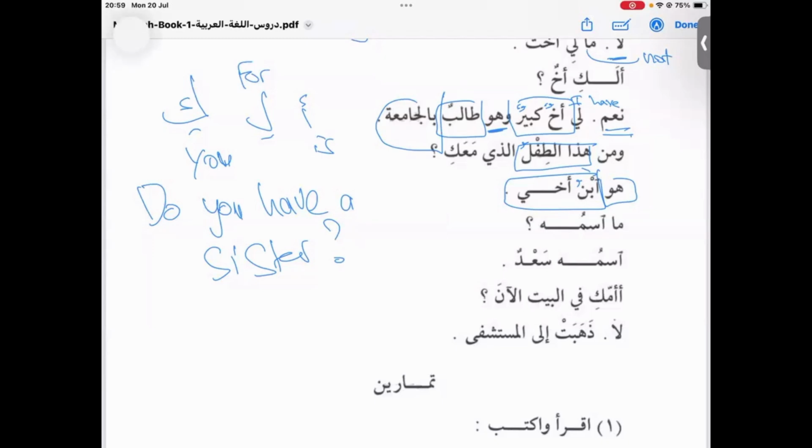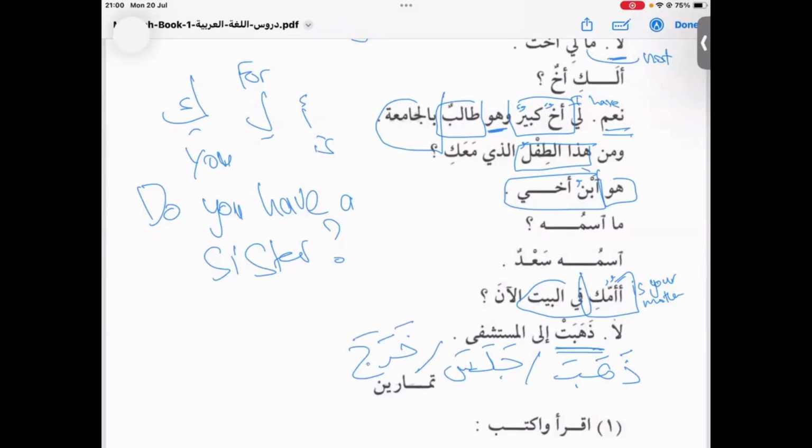أمك, question, is your mother, mubtada, في البيت, in the house now. لا, ذهبت. Here he brings a new pattern of the verb. So ذهب and جلس and خرج mean he left, he sat, he exited. Now ذهبت with a sukoon on the ta, she left. That's not a new verb. It's a new pattern of the verb.